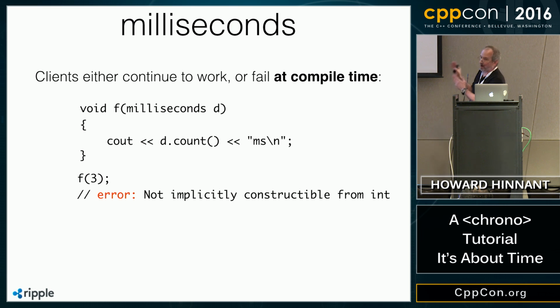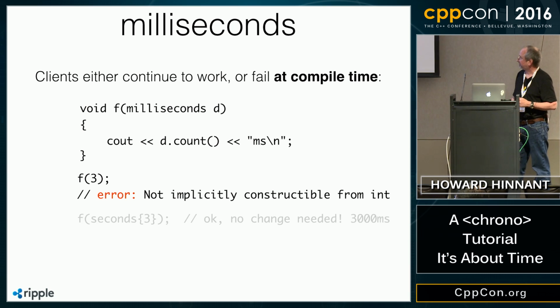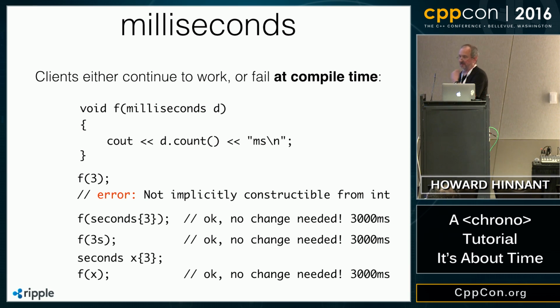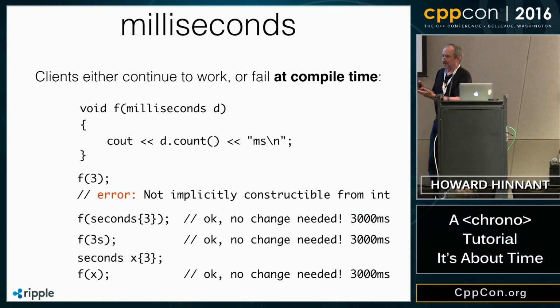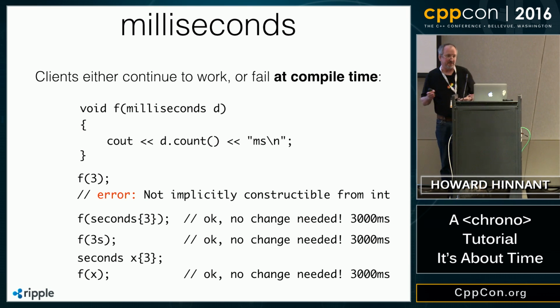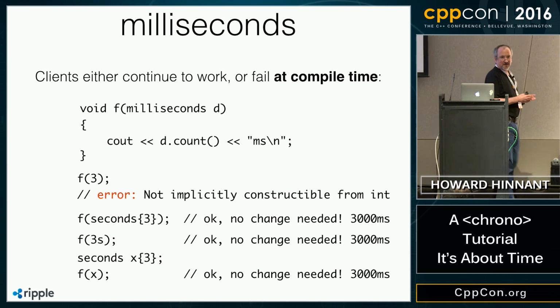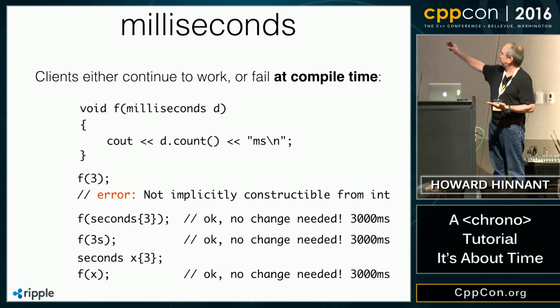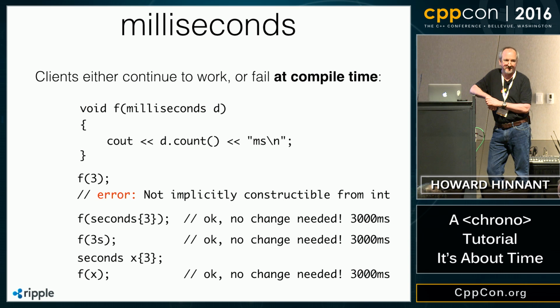So this is why it's so important that ints not implicitly convert to durations. Now, if we look at our calls with f of 3 seconds, in each case, no change is needed. The call with 3 seconds will implicitly convert to 3 milliseconds and print out exactly what it should, 3,000 milliseconds in every case. So the rest of the program continues to work.